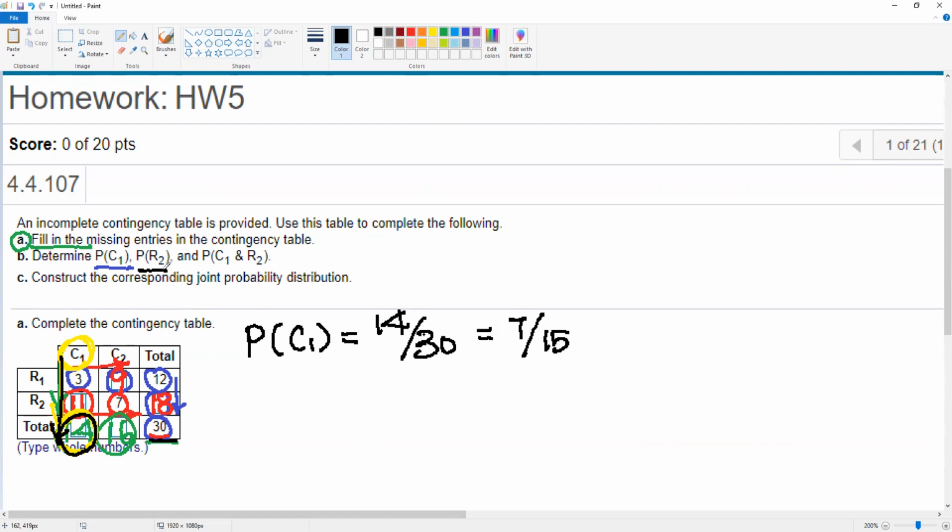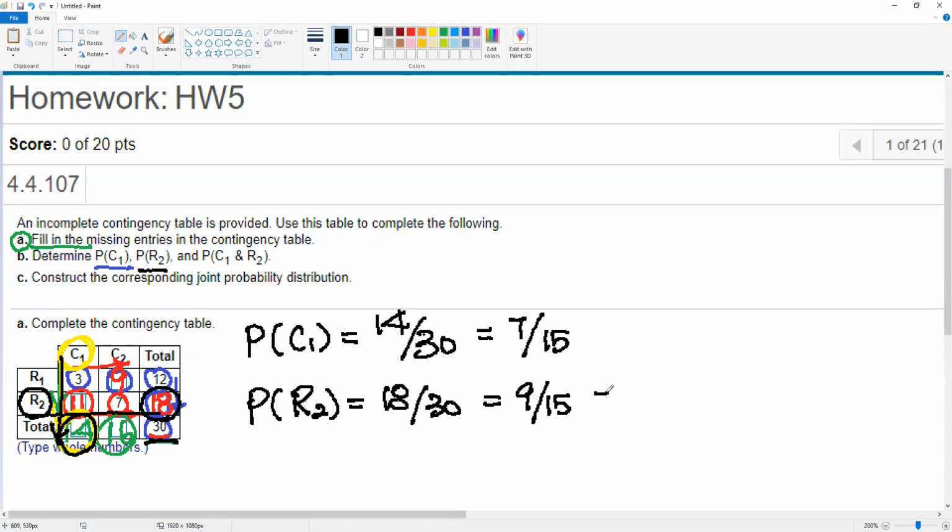And the next one is R2. It's R2 here, this way. So we have to take the 18. So the probability of R2 is 18 out of 30 again. So simplification will be 9 out of 15, and one more time, 3 out of 5.